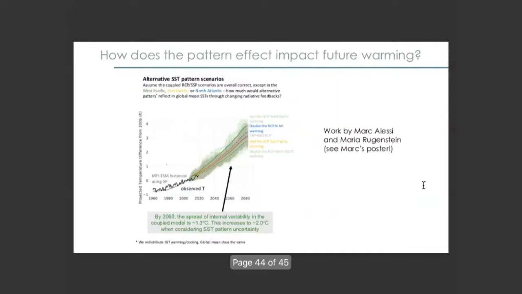I'm not the only one thinking about this. Just an example from Mark Alessi, check out his poster. They've done this in a slightly different way. They've thought about how patterns change, and they use Green's functions to project how that would impact the feedbacks and then make projections for warming. And others, I think Piers mentioned some work in his group working on this as well. So a lot of people are thinking about how the changes in the future might impact transient warming. But the point is it matters. It's not just a problem for ECS. It's actually a problem for the evolution of temperatures over the next, say, 20 to 100 years.